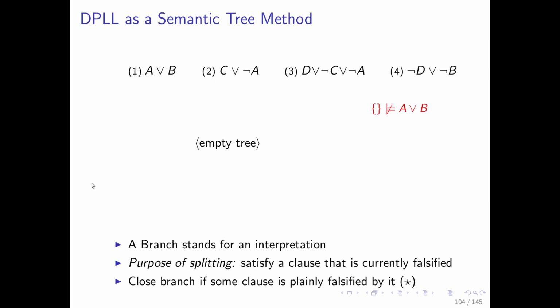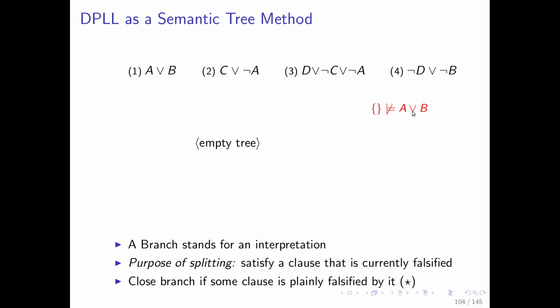So here is how you do DPLL using a semantic tree. I haven't told you what DPLL is at the moment, so I'm going to just go through the intuitions of building a semantic tree. So currently we have the empty tree. So what does that mean? That means that every atomic formula is mapped to false. So here's everything mapped to false, and we start with the first clause. And, well, that thing is going to make A or B false, because A is false and B is false, and therefore this is false. So what can we do?